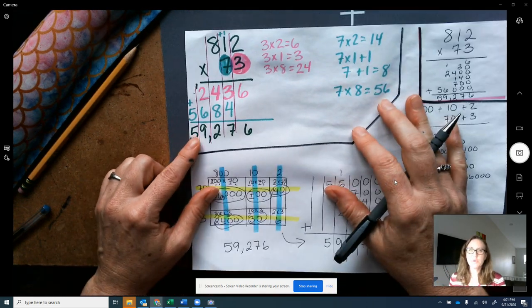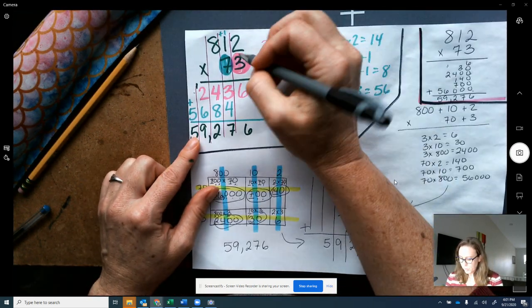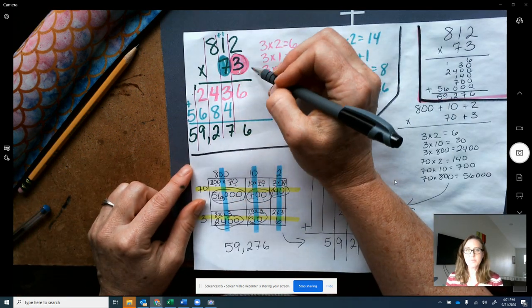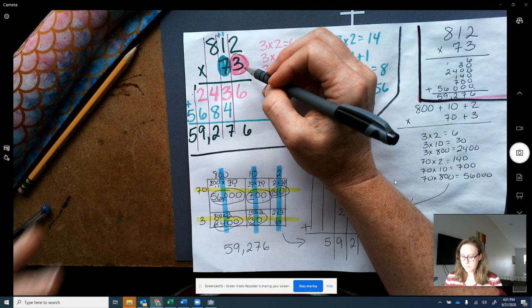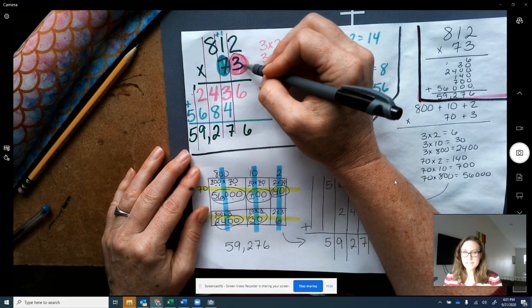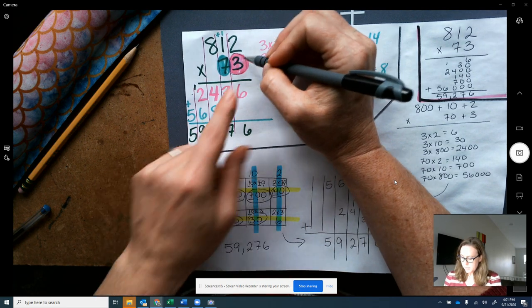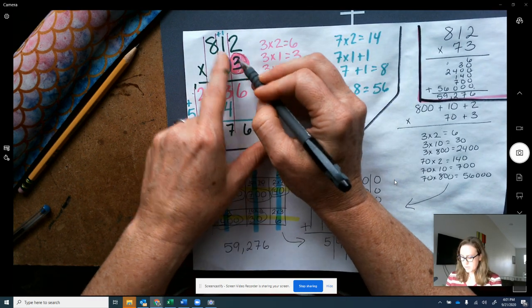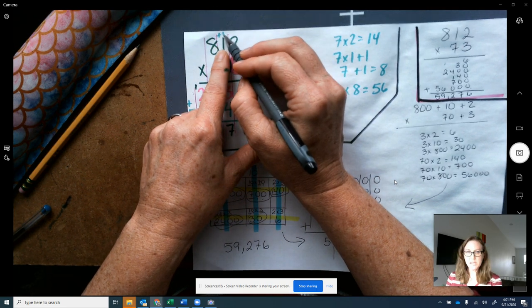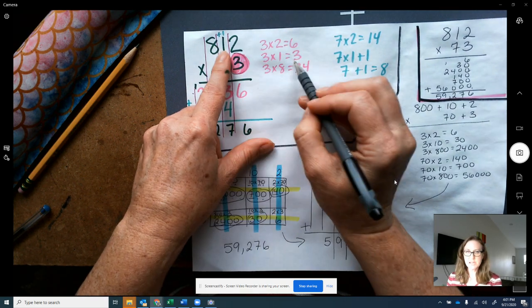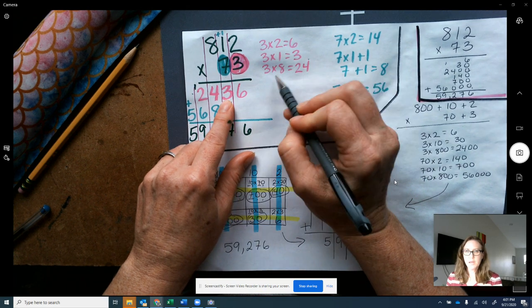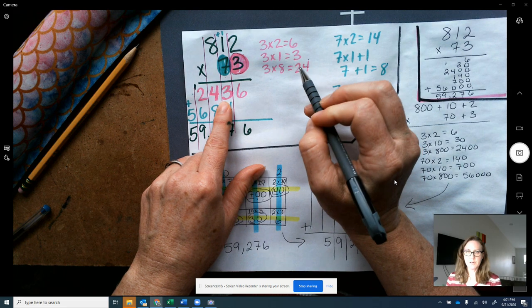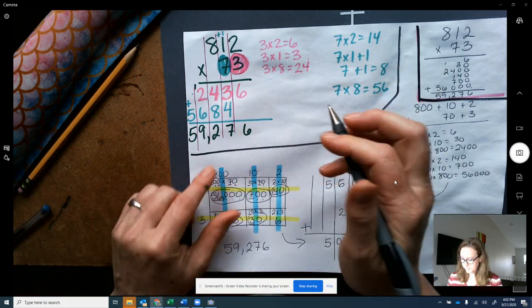Here's how it works with a standard algorithm. We have to start with the lowest number in the bottom number. In this case, it's a 3 ones. And we start by doing 3 times 2 is 6. 3 times 1, now this one here belongs to when we did the 7. So 3 times 1 is 3. And then we've got 3 times 8, which is 24. All right, we didn't have to carry anything on that one.